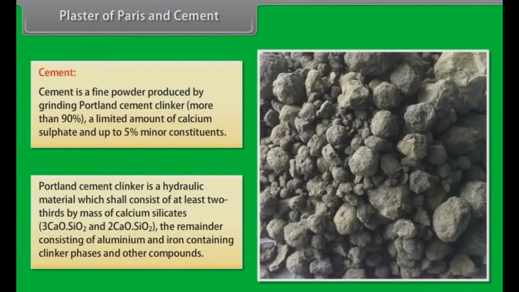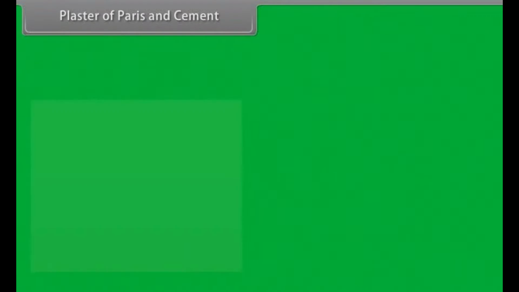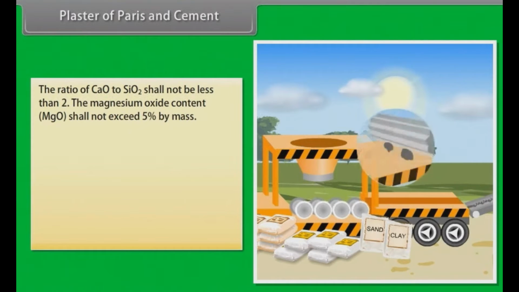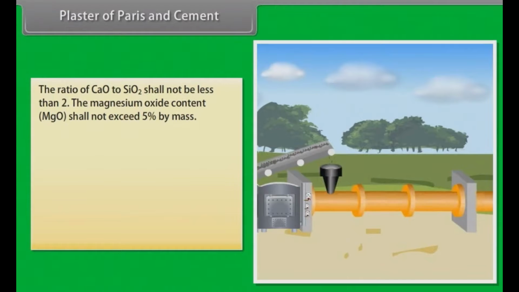Portland cement clinker is a hydraulic material which shall consist of at least 2/3 by mass of calcium silicates, the remainder consisting of aluminium and iron-containing clinker phases and other compounds. The ratio of CaO to SiO2 shall not be less than 2. The magnesium oxide content shall not exceed 5% by mass.